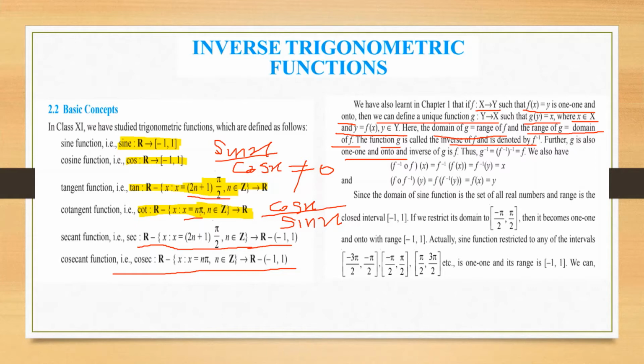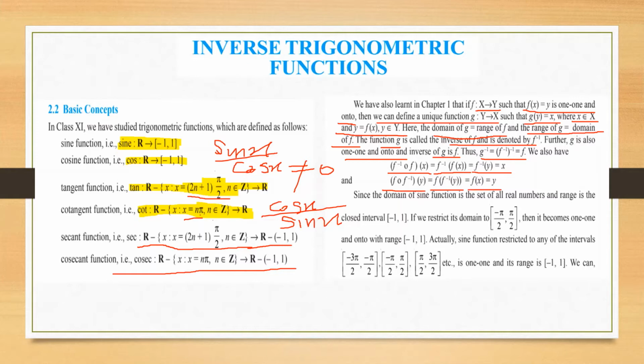The inverse of g is f, and we define that g inverse, that is f inverse whole inverse, is equal to f. This we have all done in our topic number 1. And we also proved that f inverse of f of x equals f inverse of y equals x, and f of f inverse of y equals f of x equals y.